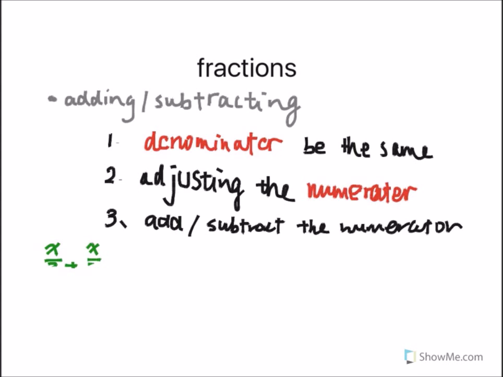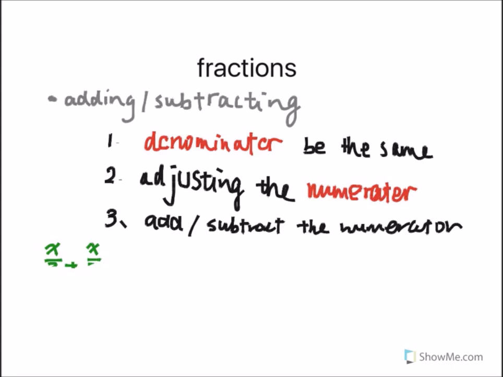Next, fractions. As usual, we're going to talk about adding and subtracting first. There are 3 steps. First of all, you need to keep the denominator the same. In other words, you have to find a common denominator. The way you do that usually is you find the least common multiple between the denominators. I'll explain that later. The second step is you adjust the numerator so that the value of the fraction stays the same. And then lastly, you can add or subtract the numerators.